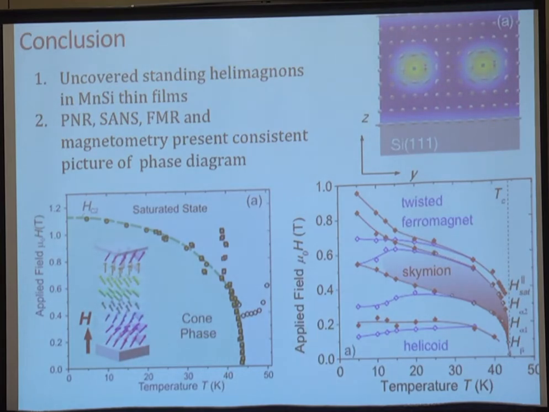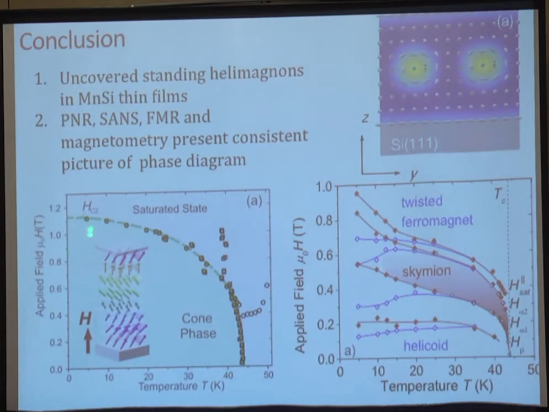So the thing that I want to leave you with is these two phase diagrams right here. I want to summarize by saying that we've done polarized neutron reflectometry, small angle neutron scattering, ferromagnetic resonance, magnetometry, and all of the results consistently represent these two physical pictures of the phase diagram.